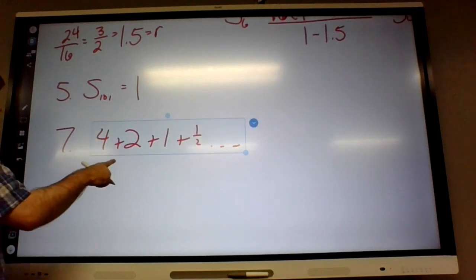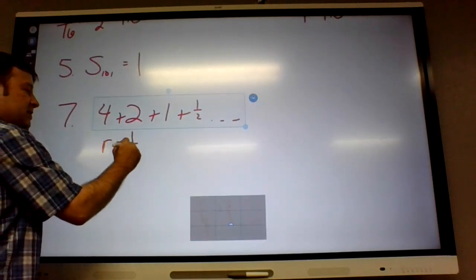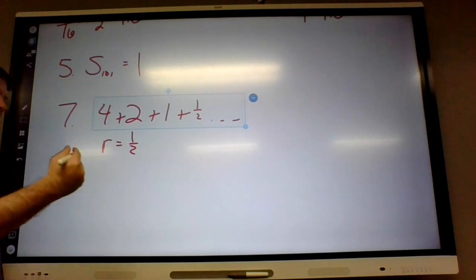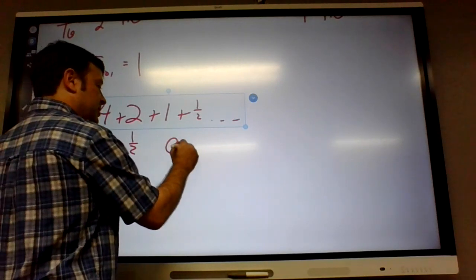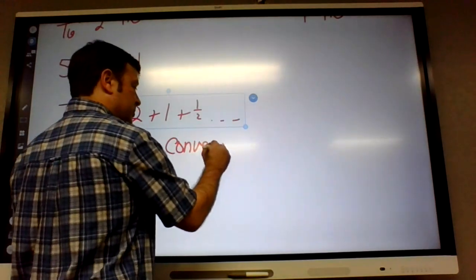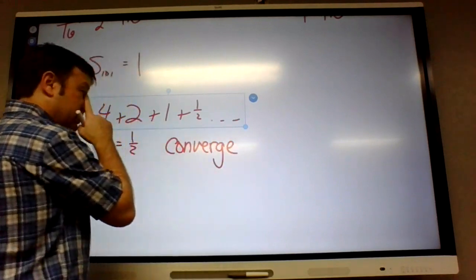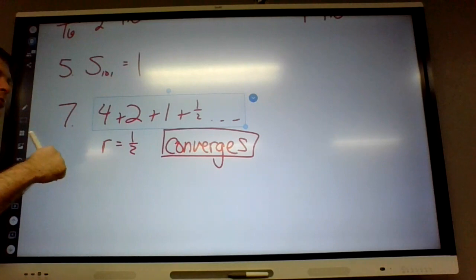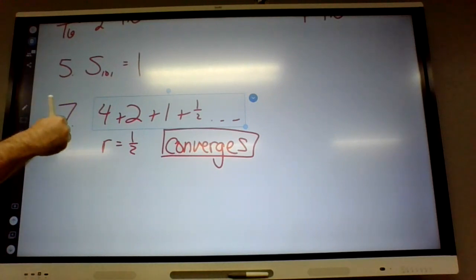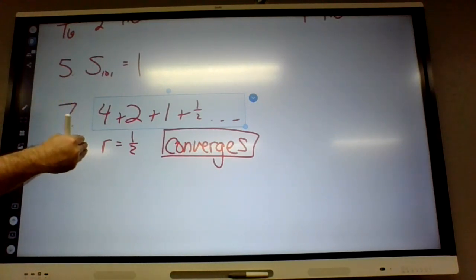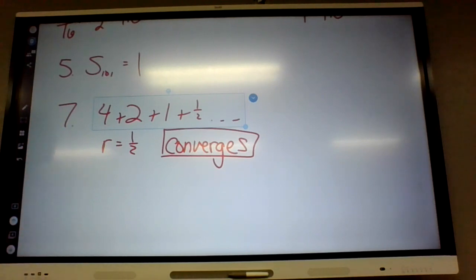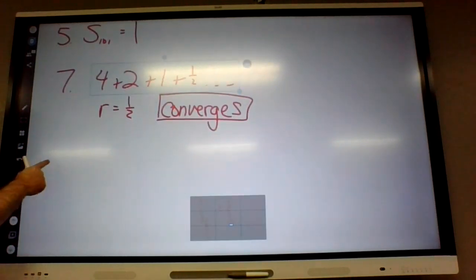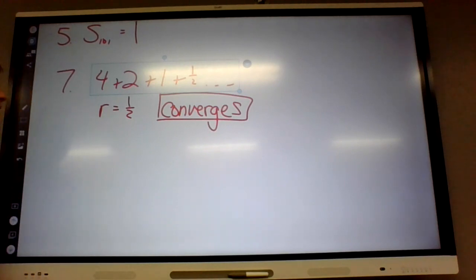2 divided by 4? Yeah, 1/2. So is it going to converge? Yes. When you add smaller and smaller numbers, it will approach a limit. So we're supposed to say converges, and we're supposed to say what it converges to. What number does the sum of these numbers approach as you add more and more numbers? It's called a limit.